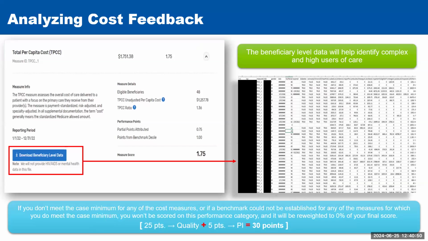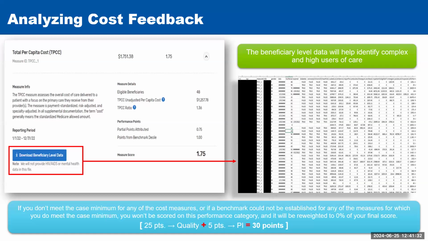For total per capita cost, it looks very similar. Again, you've got your cost here associated per episode, and then your score based on how you fall within the benchmarking, your number of eligible beneficiaries, what that ratio looks like of what CMS says your cost should have been versus what it actually was, and then your score. Again, similar, it pulls out into a CSV file when you download it. There are some notes under there of some excluded patients. Again, you'll have HCC scores so that you can identify your high users of care.